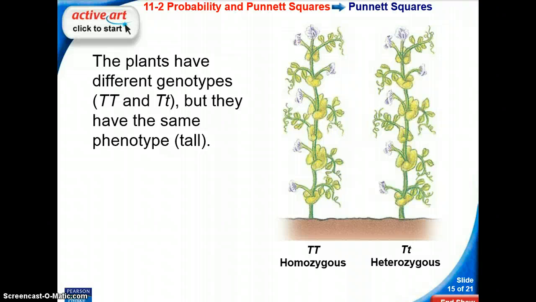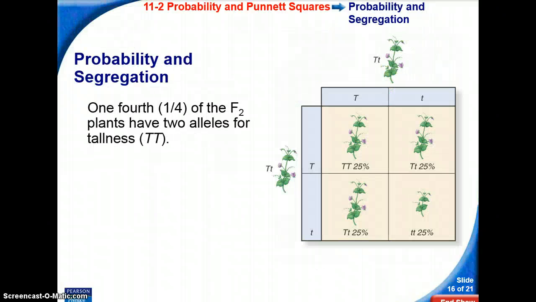So if we had the small t, those would be the short plants. They would have a different phenotype and a different genotype. So the thing to remember is phenotype is what they look like, and genotype is what their genetic makeup is. Now when we talk about probability and that segregation, what we're looking for is how the gametes get segregated, and then how they get combined.